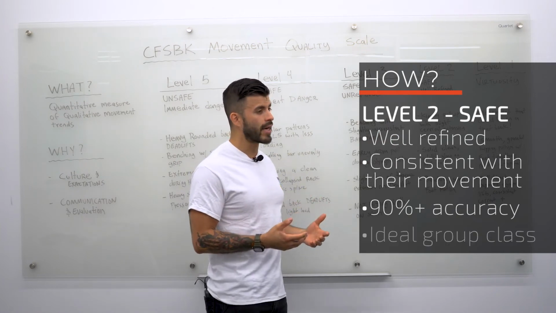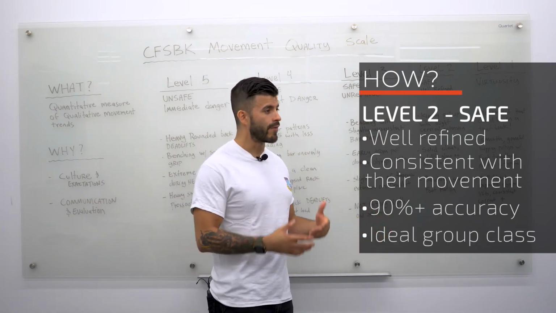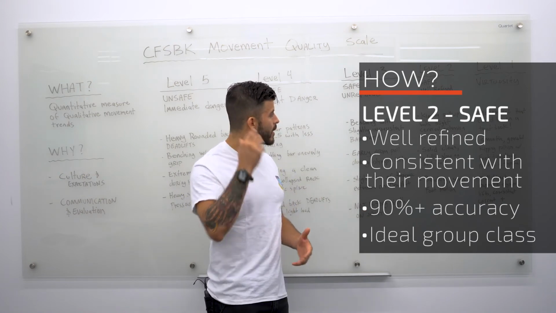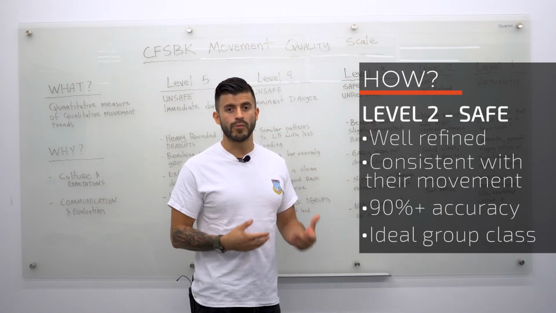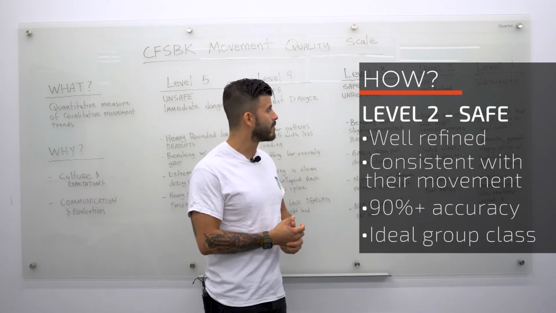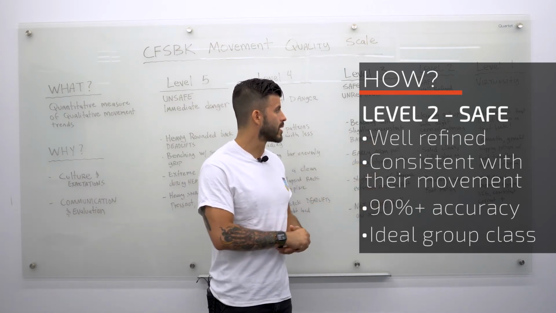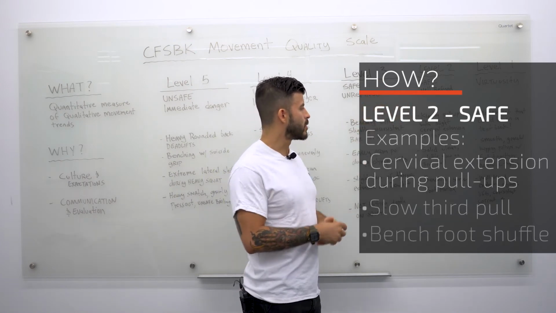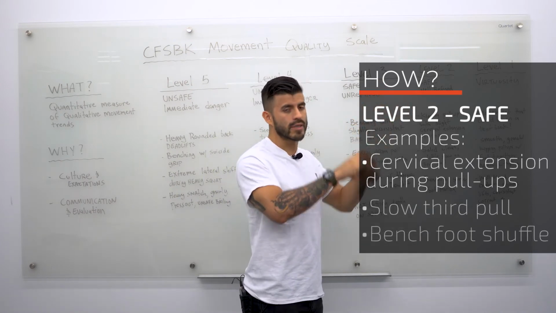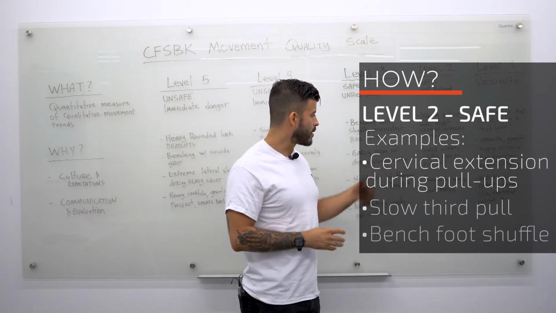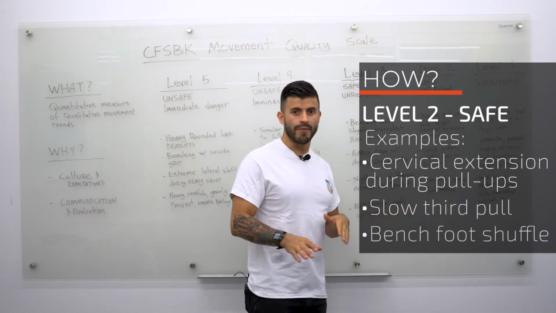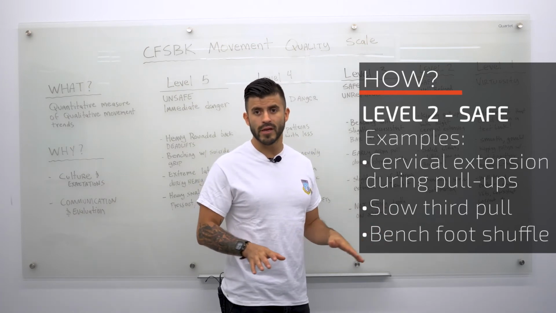If I have a group class, I should be able to look around the room, and everyone's moving safely, moving correctly, consistently. And again, you're going to have some new people, some more troubled movers who are maybe straddling that line of level 3, and we're trying to push them towards level 2. But in level 2, we're looking at, as an example, someone doing kipping pull-ups. There's slight cervical extension at the top of their pull-up. Maybe they're doing clean, but they're a little slow in their third pull. They're benching and their feet aren't totally connected to the floor, so there's a little bit of shuffling around during their heavier reps.